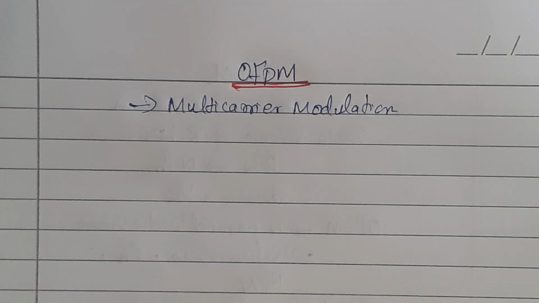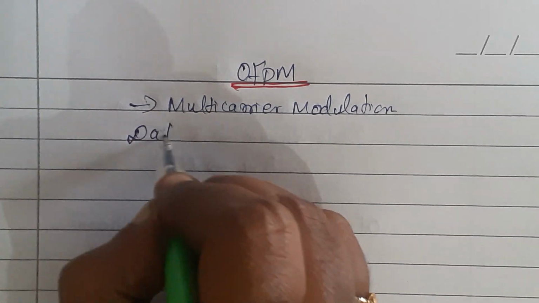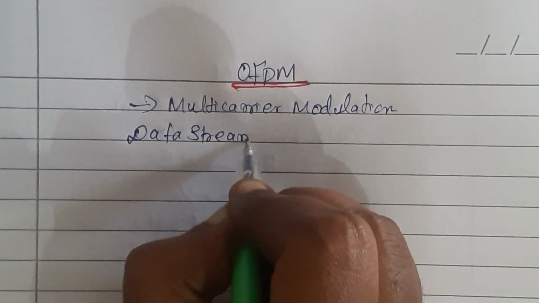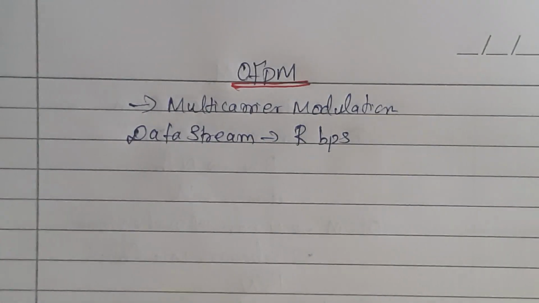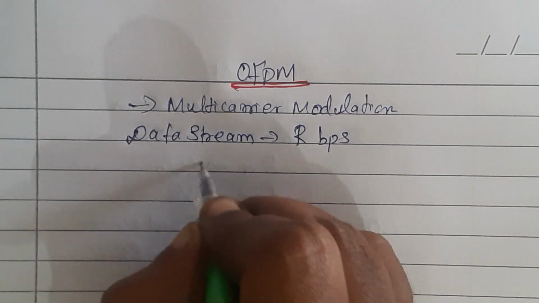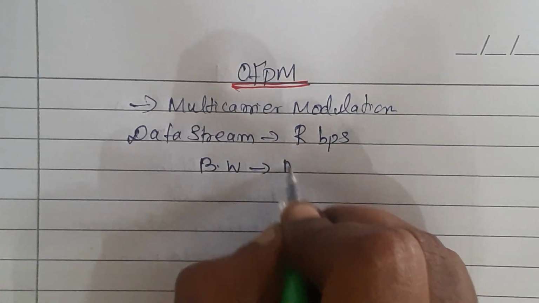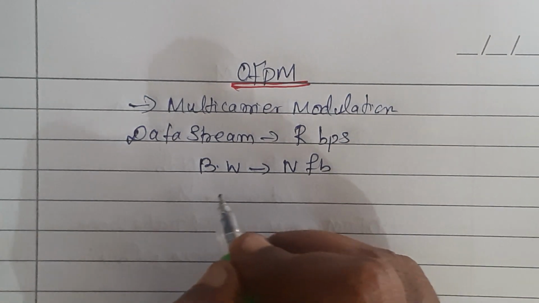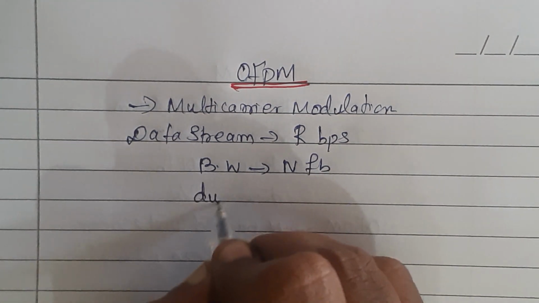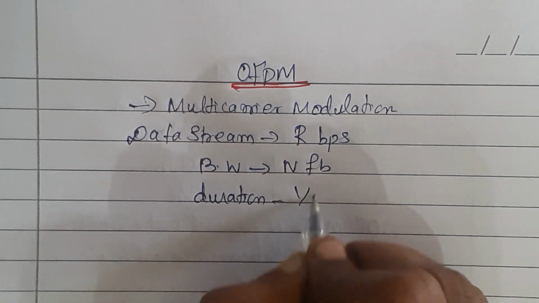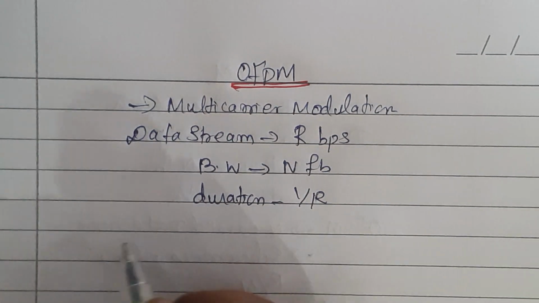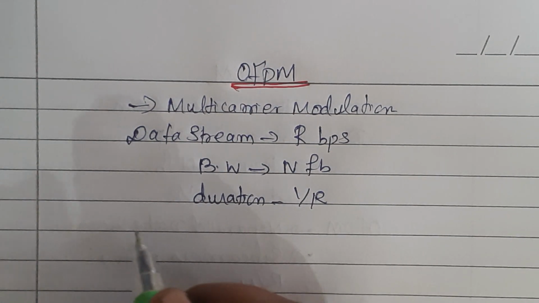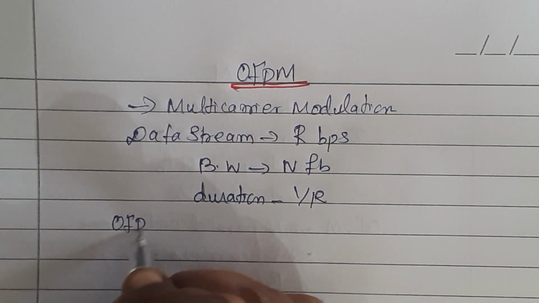So to understand OFDM, you assume that there is a data stream. So you think there is a data stream with R bits per second, and this is sent at a bandwidth of N into fb. So what will be the bit duration? The bit duration will be 1 by R.